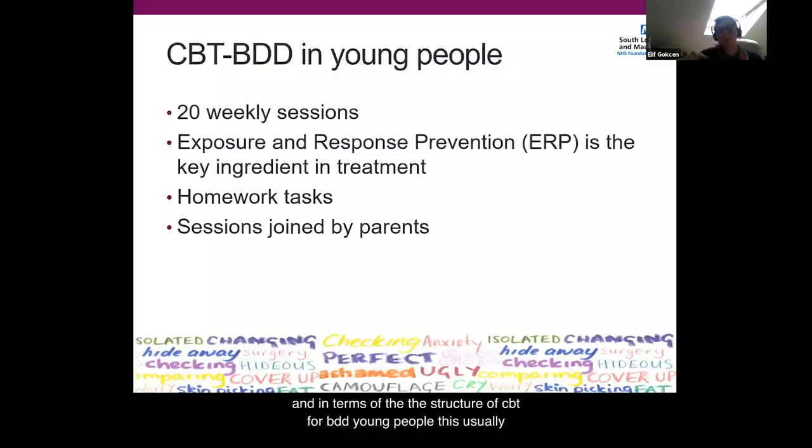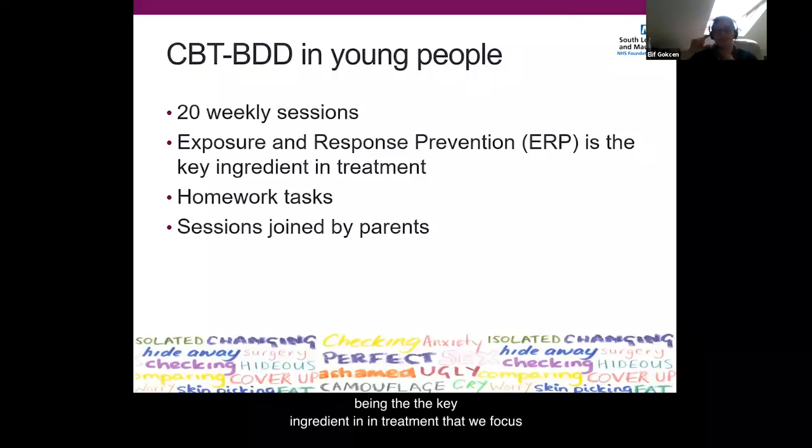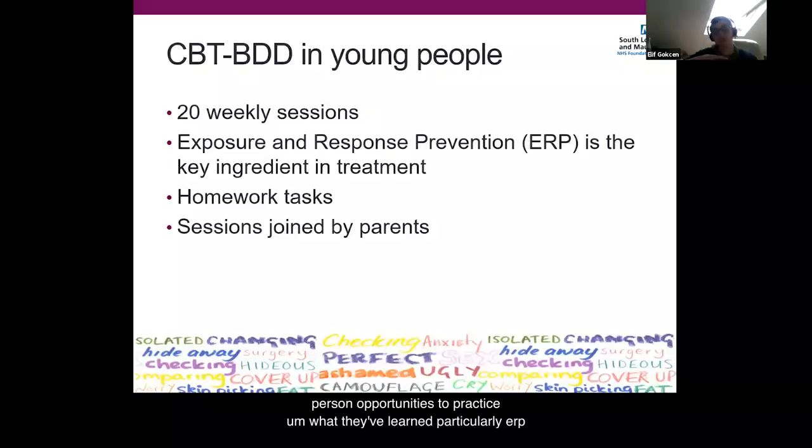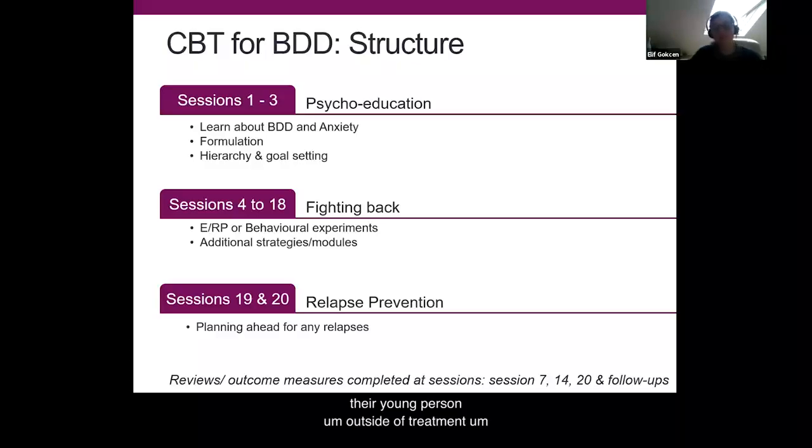In terms of the structure of CBT for BDD in young people, this usually involves 20 weekly sessions, with exposure and response prevention being the key ingredient in treatment that we focus on. We know that homework tasks can be really important to support progress in treatment and give the young person opportunities to practice what they've learned, particularly ERP tasks, in their own environment. We also have sessions joined by parents, so that they're a part of that learning process, and they also learn about how exposure and response prevention works, so that they can support their young person outside of treatment.